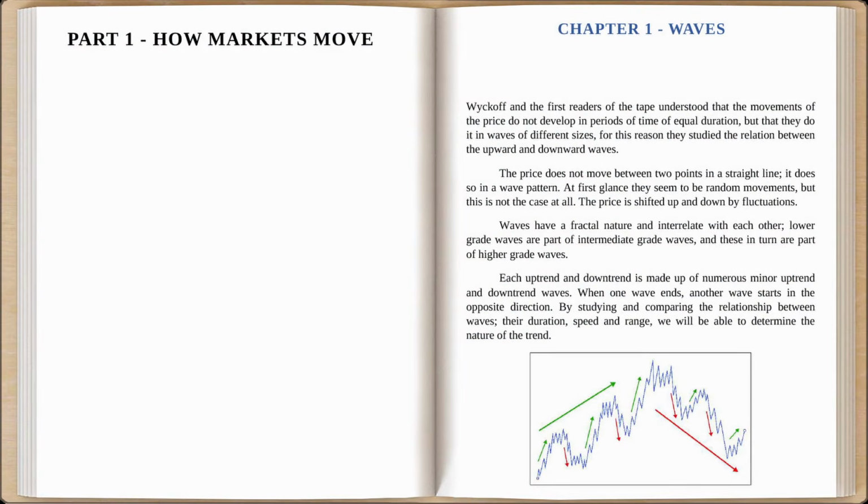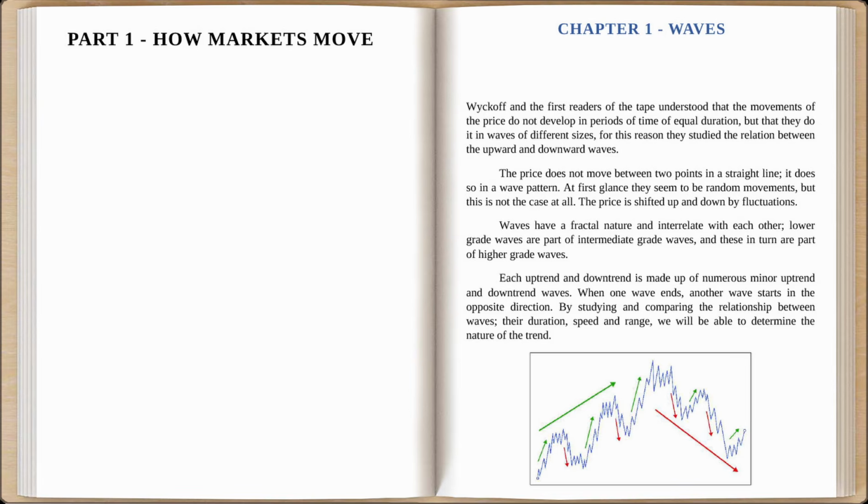Chapter 1. Waves. Wyckoff and the first readers of the tape understood that the movements of the price do not develop in periods of time of equal duration, but that they do it in waves of different sizes. For this reason, they studied the relation between the upward and downward waves. The price does not move between 2 points in a straight line. It does so in a wave pattern. At first glance, they seem to be random movements, but this is not the case at all. The price is shifted up and down by fluctuations.